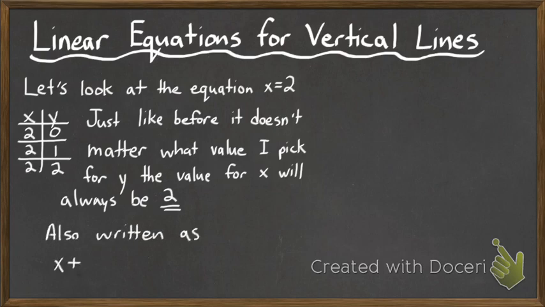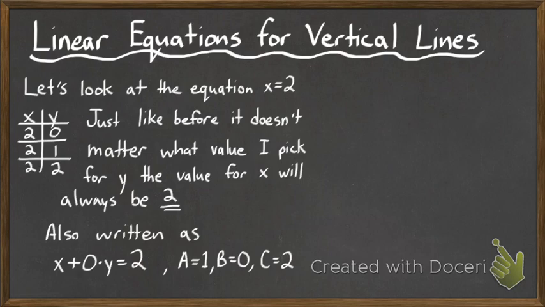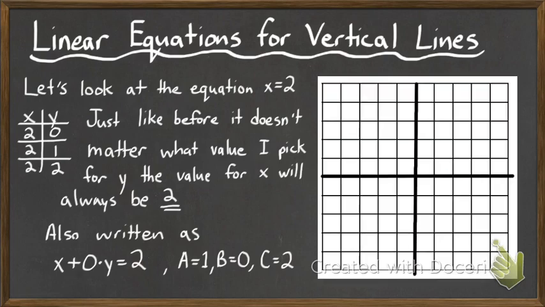And since we're dealing with linear equations in standard form, we can also write this as x plus 0 times y equals 2. So our constants in standard form are a equals 1, b equals 0, and c equals 2. So we got our table of values. Let's plot our line. So at (2, 0), (2, 1), and (2, 2), we have our 3 points. And we can use these to graph our line.